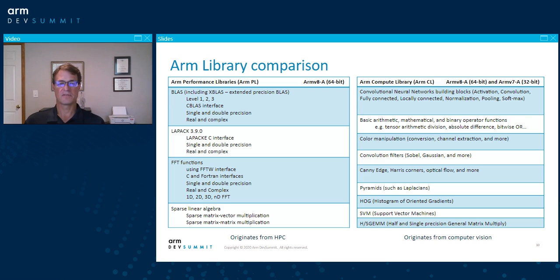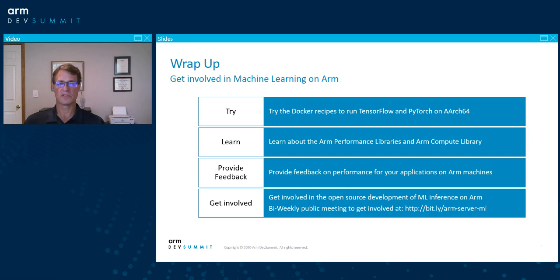It provides functionality for both the computer vision functions as well as the ML building blocks, so convolutional neural network building blocks, like your activations, convolutions, pooling, softmax layers, all those things are supported directly by the compute library with very well optimized functionality. That's why we have two libraries, depending on where they originated from, and then we work those into the machine learning frameworks to get the best performance in ML.